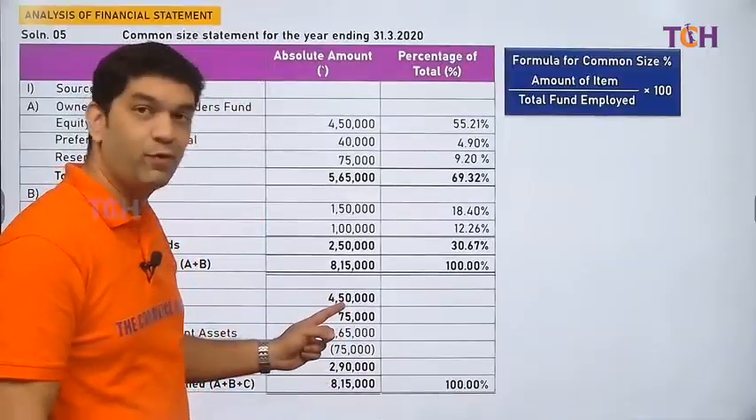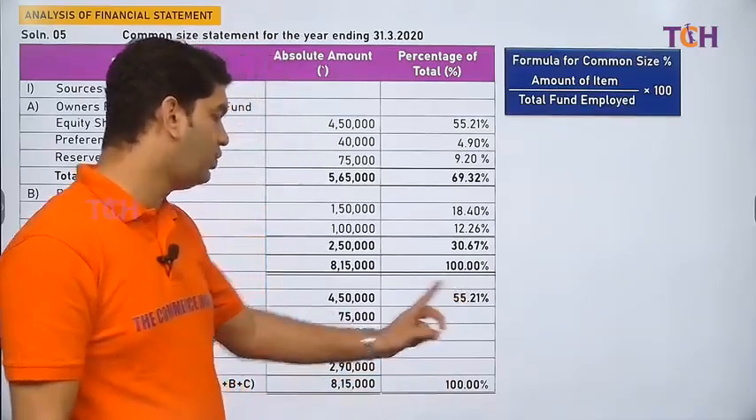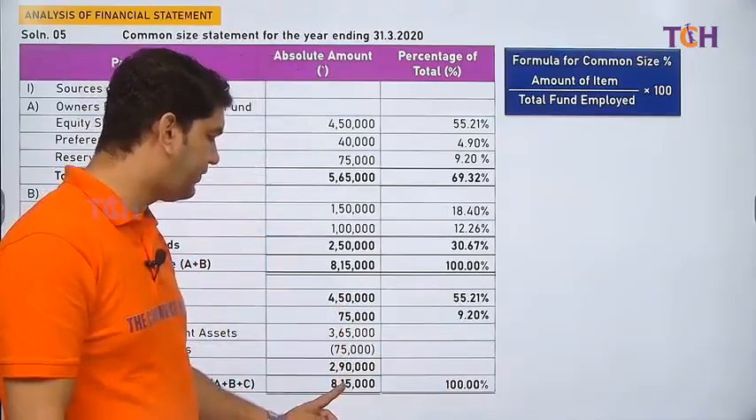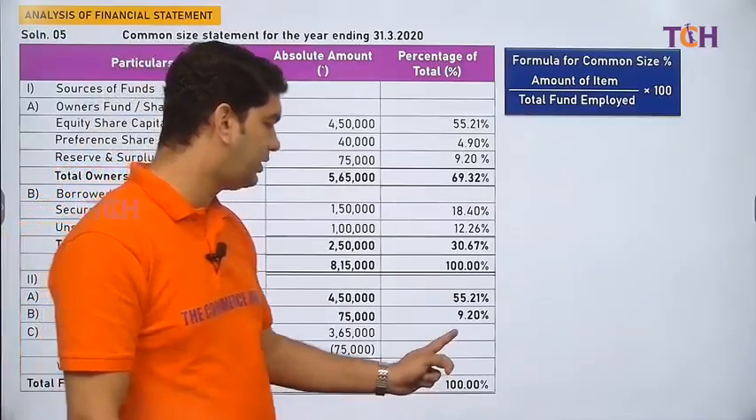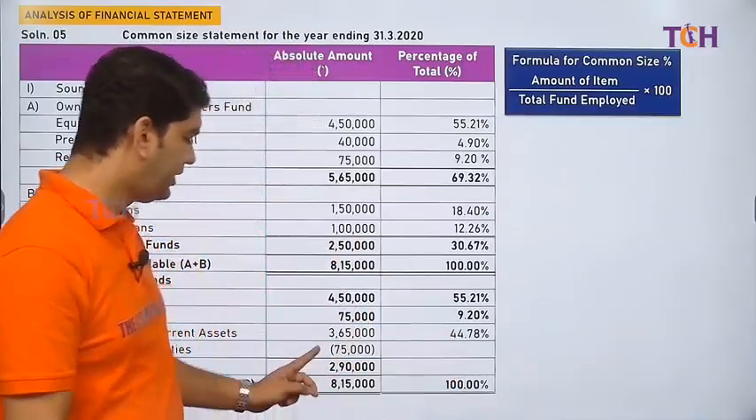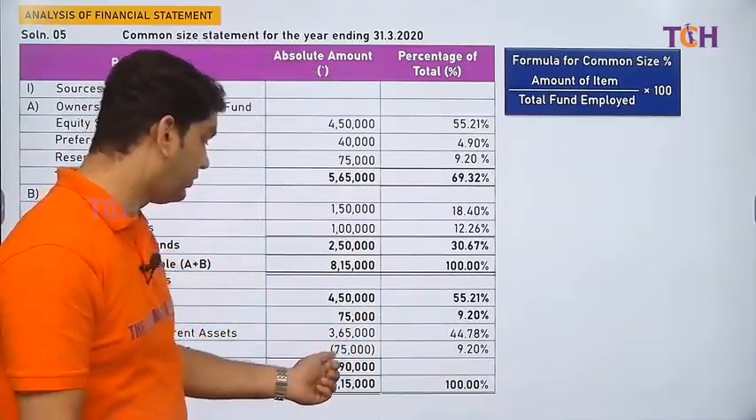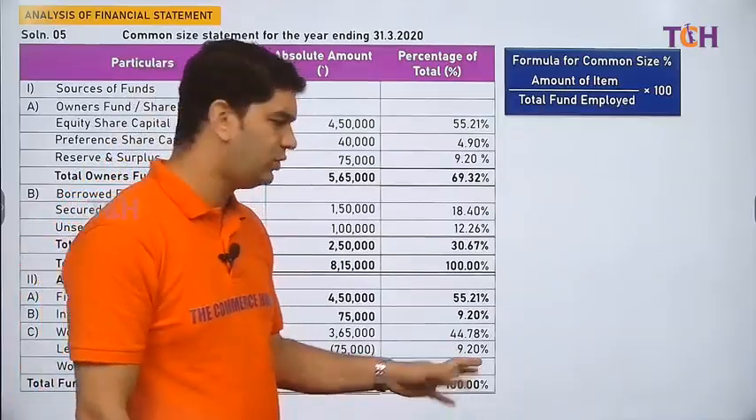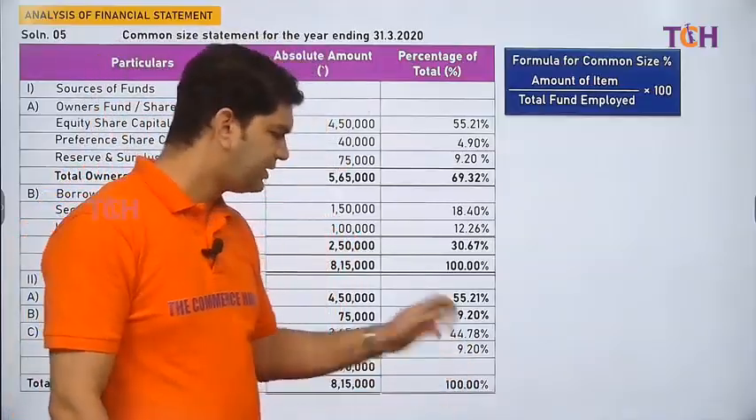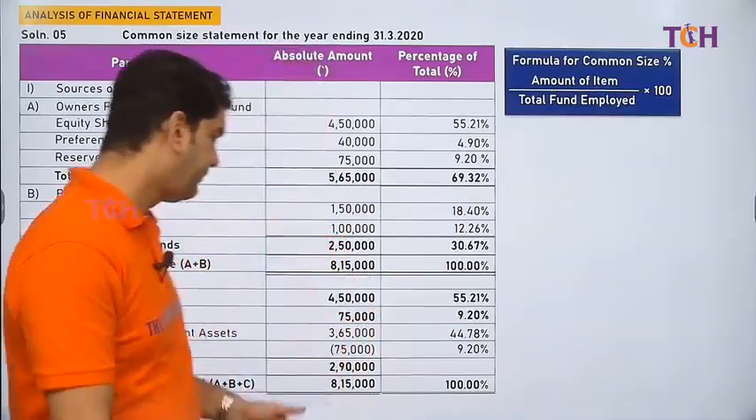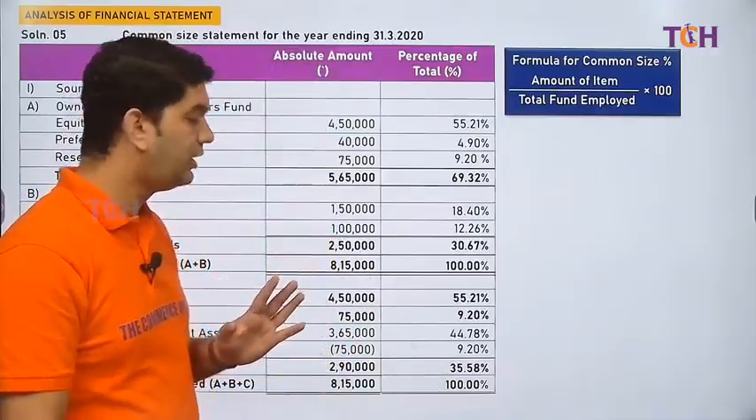The first amount is of fixed assets, 4,50,000 divided by 8,15,000 into 100, so it is 55.21. 75,000 divided by 8,15,000 into 100 is 9.2. 3,65,000 divided by 8,15,000 into 100 is 44.78. 75,000 divided by 8,15,000 into 100 is 9.2. Now the amount is negative. You can make a bracket here as well. No worries. Why is this negative? Because it had to be subtracted, so it is negative. The amount is not actually negative, so the percentage was not given a minus sign. Now 2,90,000 divided by 8,15,000 into 100 comes to 35.58%.